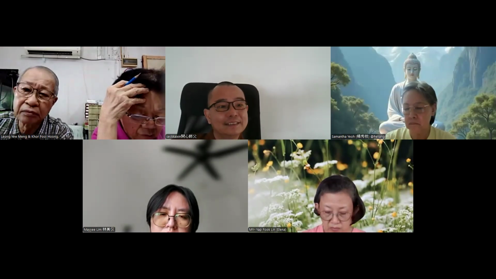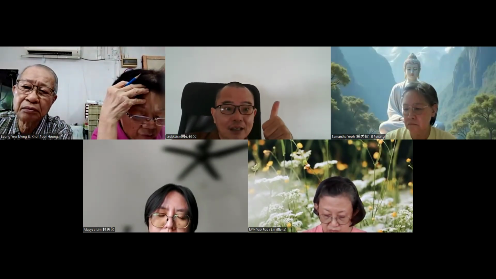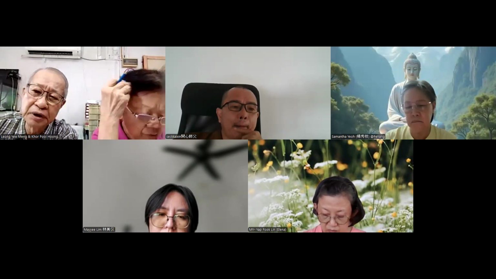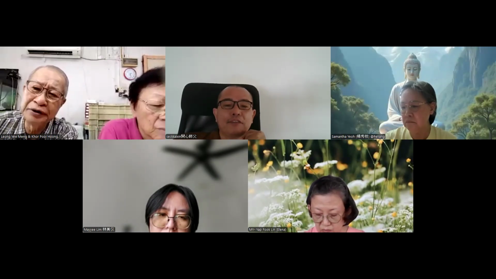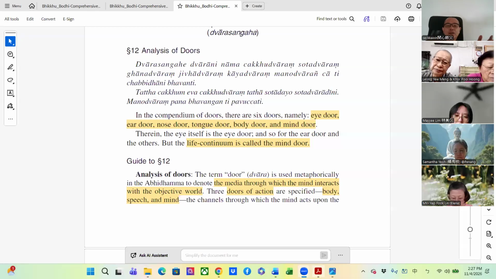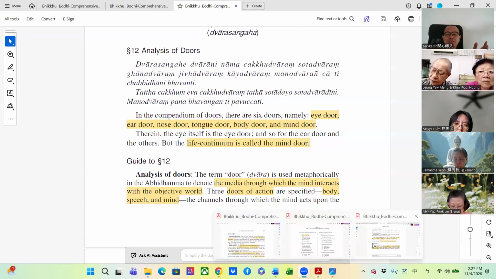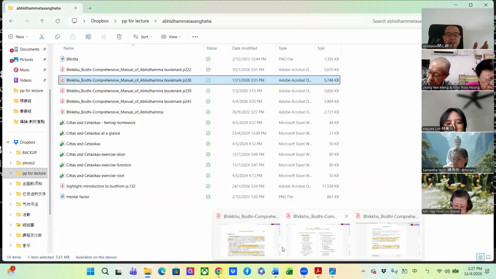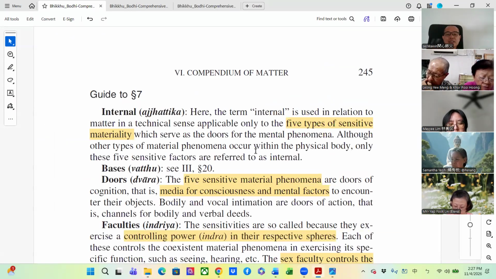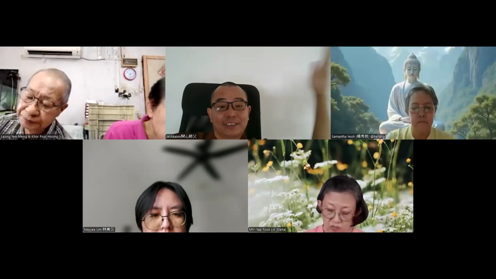Okay? Can you follow, Mr. Liao? Sifu, I thought there are 6 doors, including the mind door. Wait first. No, because 5 doors only. Why? Because the definition is with regard to the internal object. Only these 5 types. Why? Because Mr. Leong, the mind door is the brain. Our brain is not exposed to the external world, right?